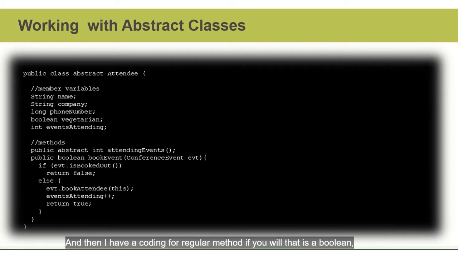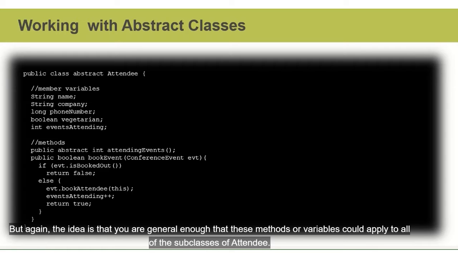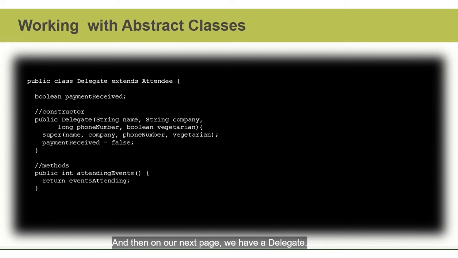And then I have a quote-unquote regular method, if you will, that is a Boolean, so it's going to return true or false whether or not they're booking a specific event. But again, the idea is that you're general enough that these methods or variables could apply to all of the subclasses of attendee. And then on our next page, we have a delegate.